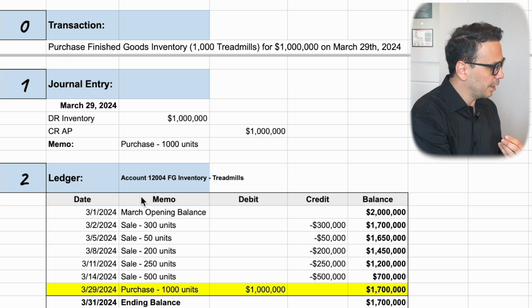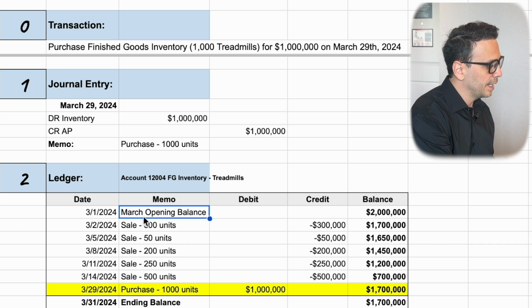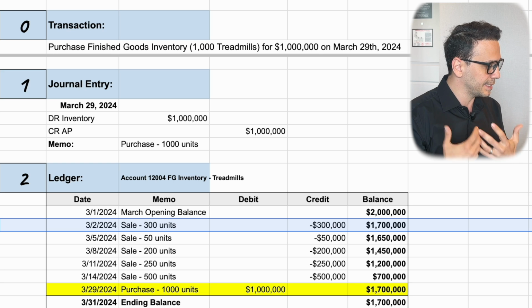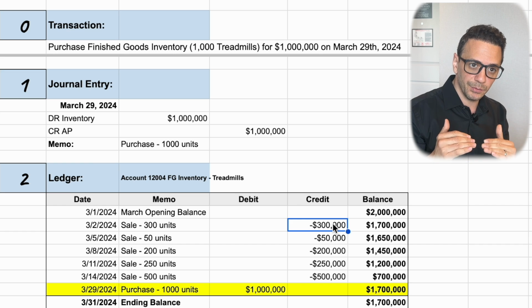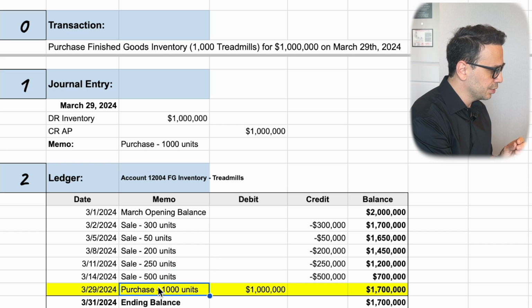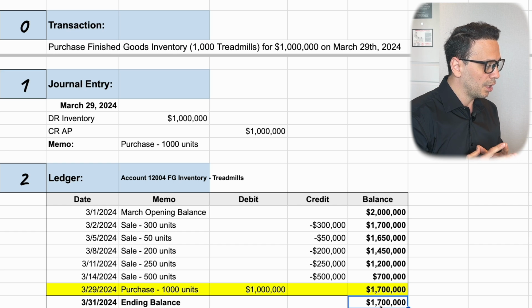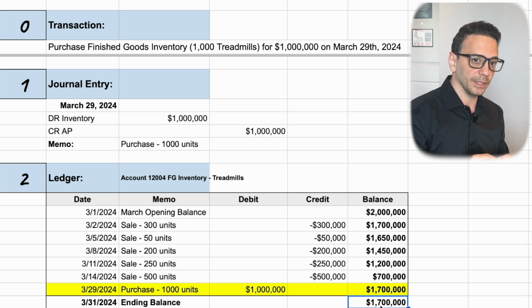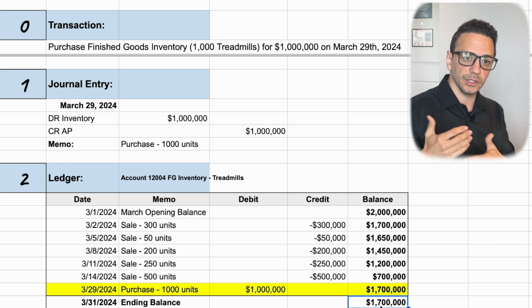So at the general ledger, you'll see that there is an opening balance at the beginning of each month. So in this March 1st opening balance, it's $2 million. And then each activity in the account, so a sale of 300 units would credit the account for 300,000. That reduces the balance in that general ledger account. We'll see here our transaction is going to be a purchase of 1,000 units for $1 million, and that's going to be increasing our balance, resulting in an ending balance in that account of $1.7 million. Okay, this is the second stop in our transaction flow, the general ledger.